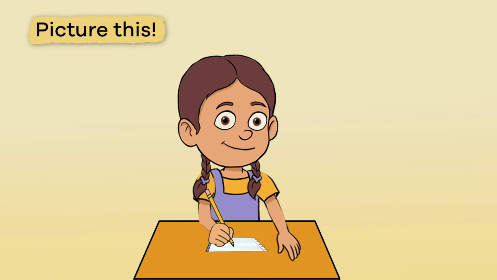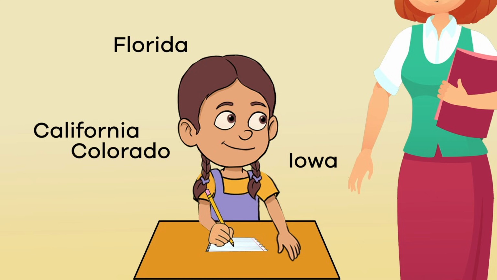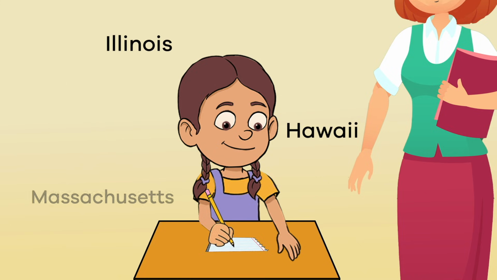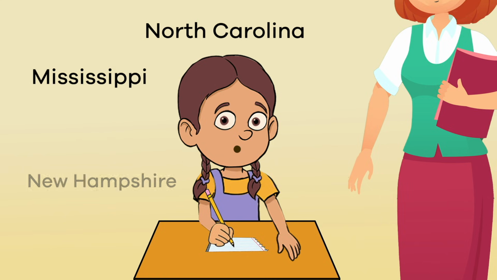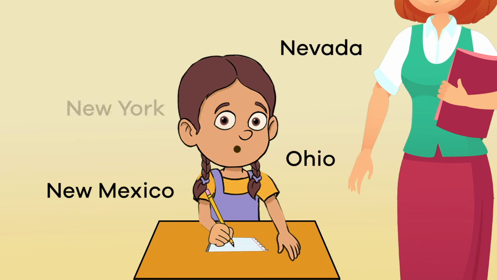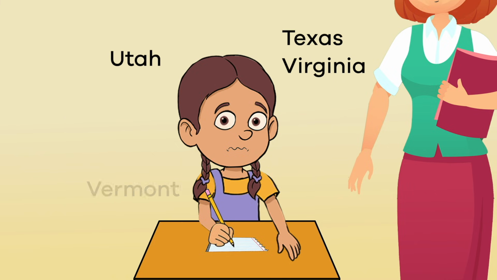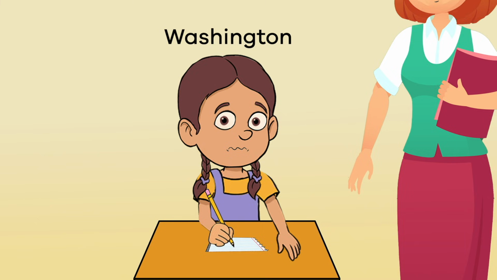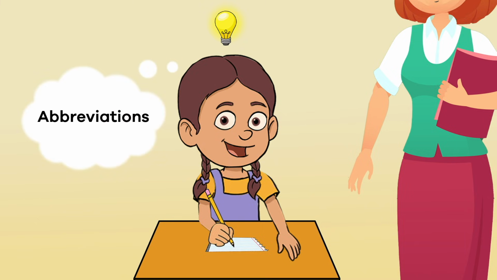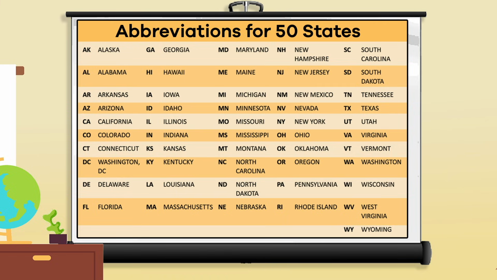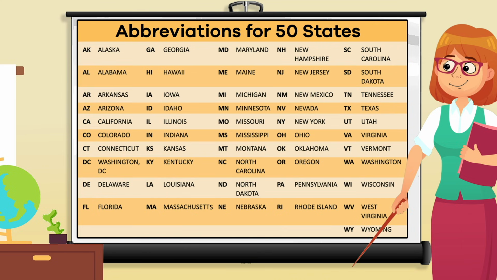Picture this. Your teacher just assigned you to write out all 50 states on a small index card, and you only have 5 minutes to do it. You know that you only have a limited amount of space and time to write each state. So, how would you complete the assignment? By using abbreviations. Here's a list of all 50 states and their abbreviations.